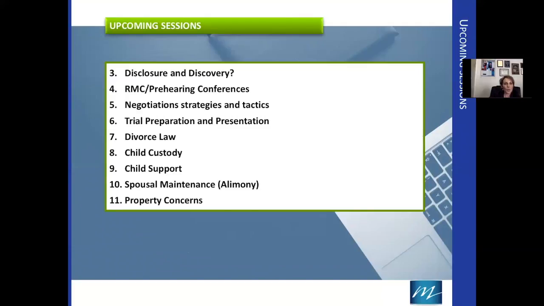Over the next coming weeks, here are the other topics that we're going to be discussing: disclosure and discovery, RMCs, resolution management conferences and pre-hearing conferences, return hearings, how that works, negotiation strategies and tactics, trial preparation and presentation. That's kind of the procedural nuts and bolts of the case from start to finish, how to file your petition, everything like that. And then after that, we'll go into the substantive legal issues, the kiddo issues, the divorce legal issues, child support, spousal maintenance and alimony issues, property concerns.